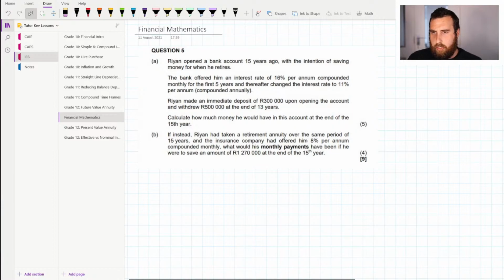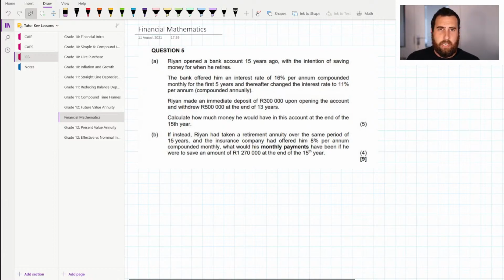All right, so we continue. Ryan made an immediate deposit of 300,000 Rand upon opening the account and withdrew 500,000 Rand at the end of 13 years. So maybe he wanted to buy himself a nice car after 13 years. Calculate how much money you would have in the accounts at the end of the 15th year. So let's see how we would approach this one.